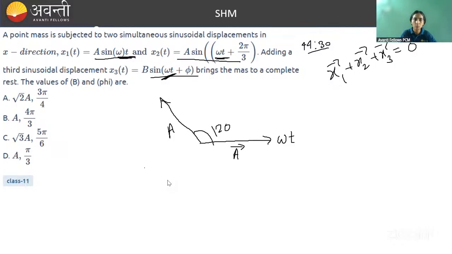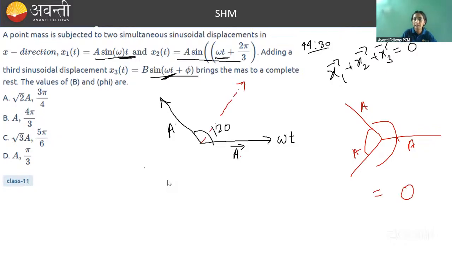How we will get it? तुम लोगों ने एक चीज पढ़ा होगा. If we have three equal vectors at 120 degree, resultant is 0. क्योंकि ऐसे भी तुम देखो, a और a का रिजल्टेंट क्या होगा? It will go from the middle, right? So x1 plus x2 is along this direction, making an angle 60 degree with omega t. Why? Because both vectors are equal, so its resultant will make equal angle with both individual vectors.